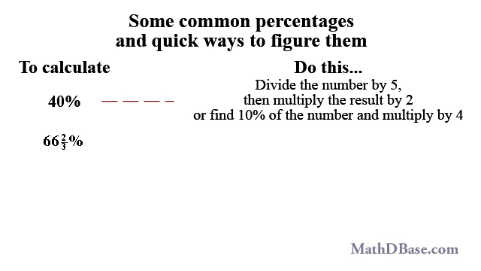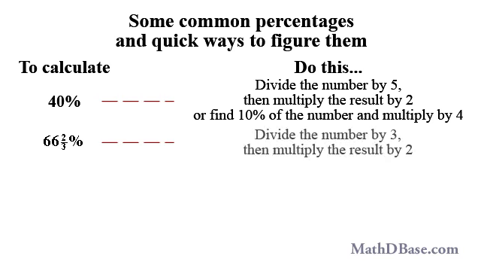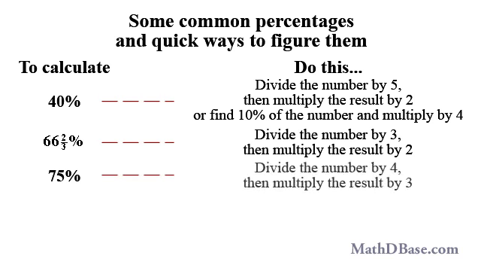Since 66 2/3% is equal to 2 over 3, to find 66 2/3% of a number, divide the number by 3, then multiply the result by 2. Since 75% is equal to 75 over 100, which we can reduce to 3 over 4, to find 75% of a number, first divide the number by 4, then multiply the result by 3. This is the same as finding 25% of the number first, then multiplying the result by 3.